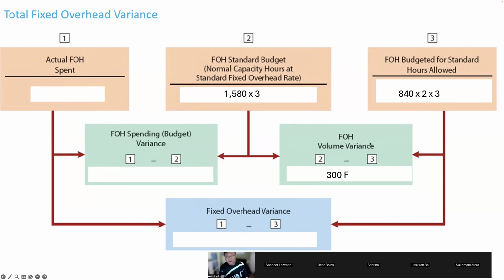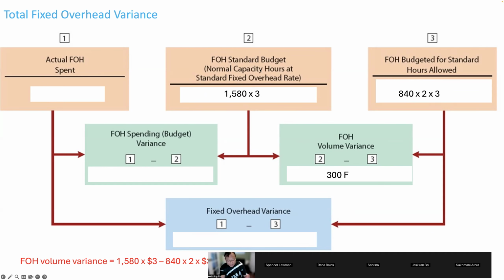So when you talk about the volume variance, you are speaking of the fixed overhead volume variance. A variable overhead volume variance does not exist. Whenever you are speaking of overhead volume variance, you mean the fixed overhead volume variance. Now take a look at how this fixed volume variance is calculated. Here you are using normal capacity hours at the standard fixed overhead rate.